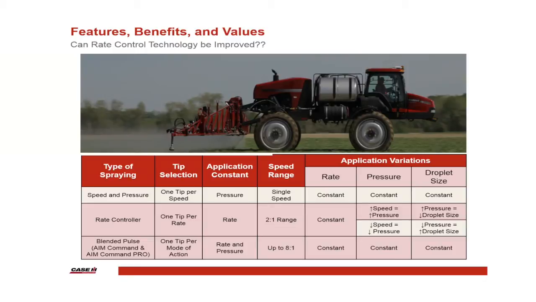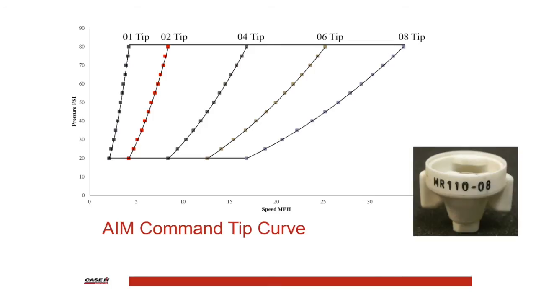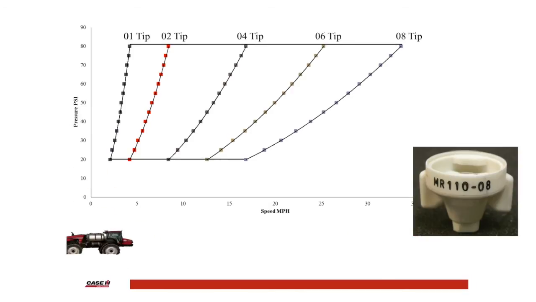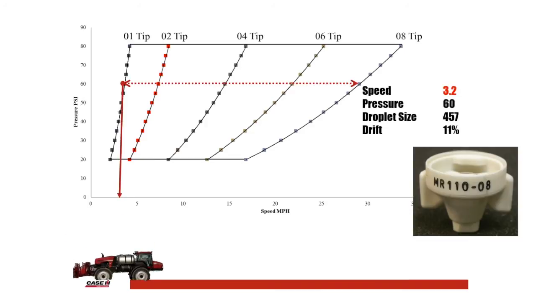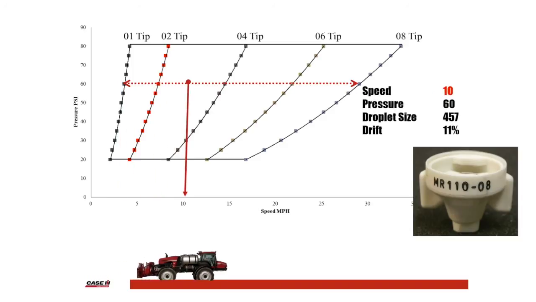Blended pulse technology, or AIM Command and AIM Command Pro, fix these potential issues with any rate controlled sprayer. This animation will show us using a Wilger MR11008 tip with AIM Command at a rate of 10 gallons per acre that as speed increases, droplet size and driftable fines remain constant throughout the 8-to-1 speed range. We will start at 3.2 miles per hour and end at 26 while maintaining 10 gallons per acre at 60 pounds of pressure.